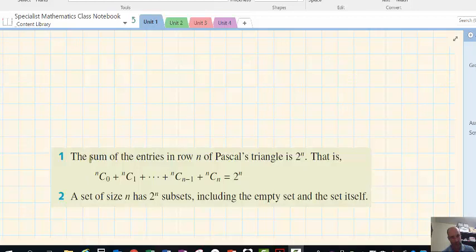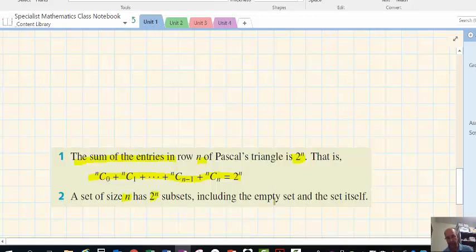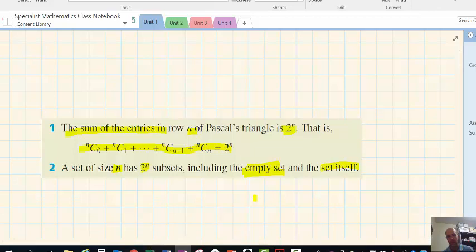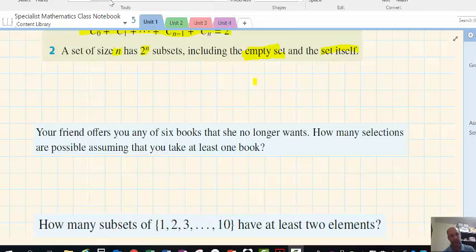This brings us to another important conclusion. The sum of the entries in row n of Pascal's triangle is 2 to the n. Another interpretation of that is that a set of size n has 2 to the n subsets. Please note that that does include the empty set and the entire set itself. So we're not talking about proper subsets, we're just talking about regular subsets and the empty set. The empty set has nothing in it, so that's very important.